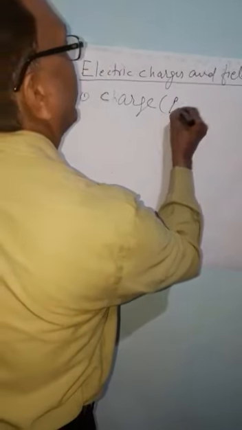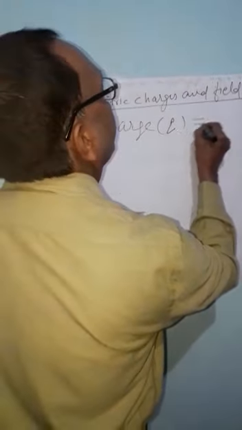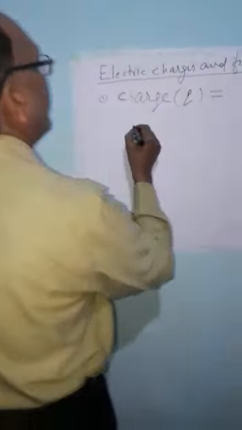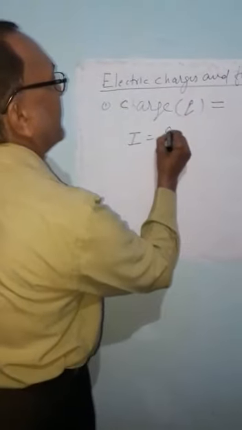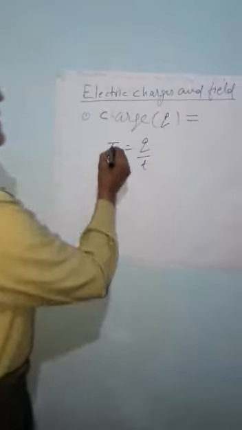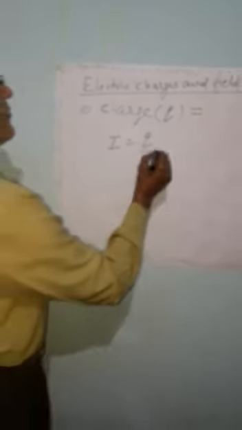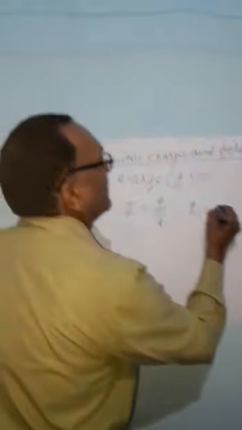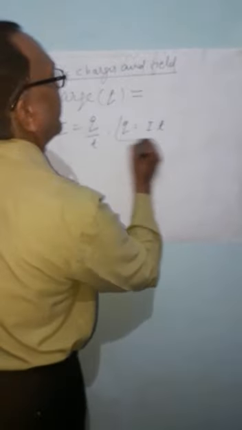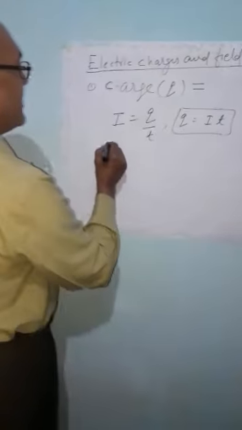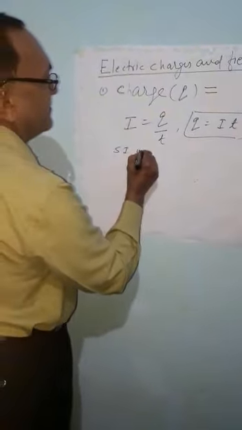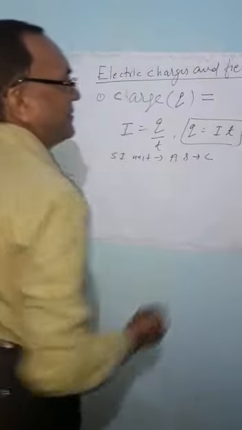It is denoted by Q. In class 10 you have studied I is equal to Q by T. Okay, I is the current, Q is the charge and T is the time. From here you find Q is equal to I into T. From here, the SI unit of charge is ampere second, and this is known as coulomb.